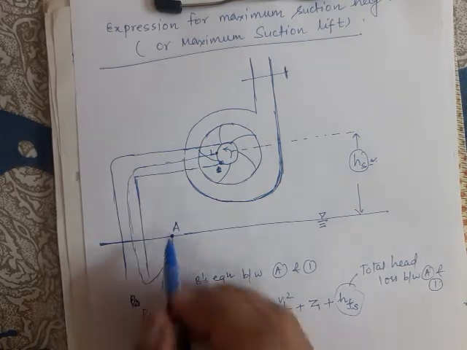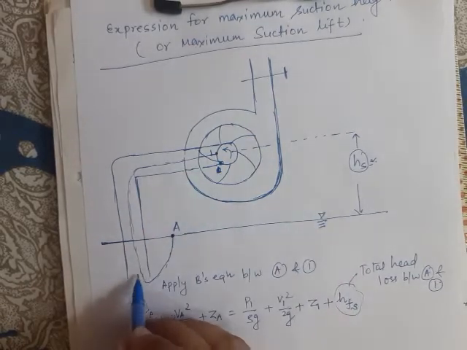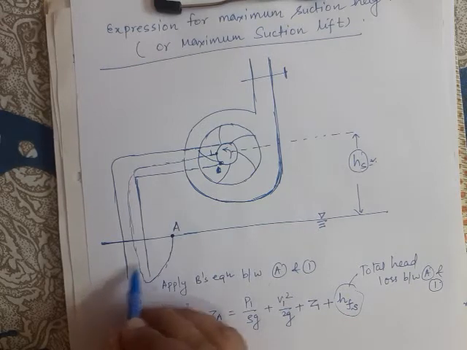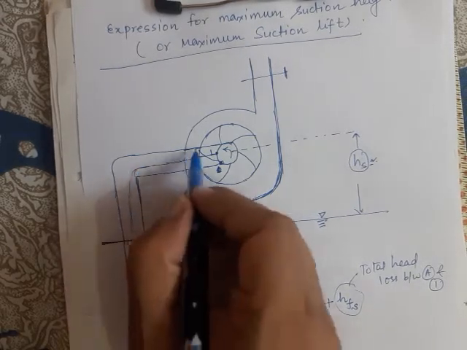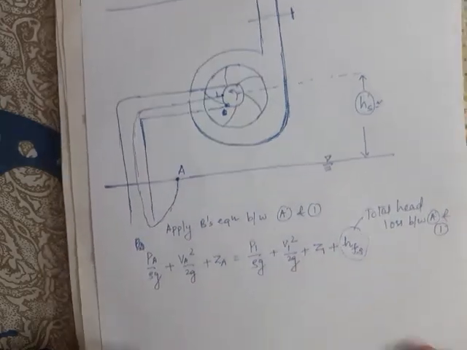So this HFS indicates the total head loss between point A and 1, which would be the summation of the head loss at the entrance to the pipe, head loss at the foot valve and strainer, head loss at the bend, and head loss due to friction inside the suction pipe.